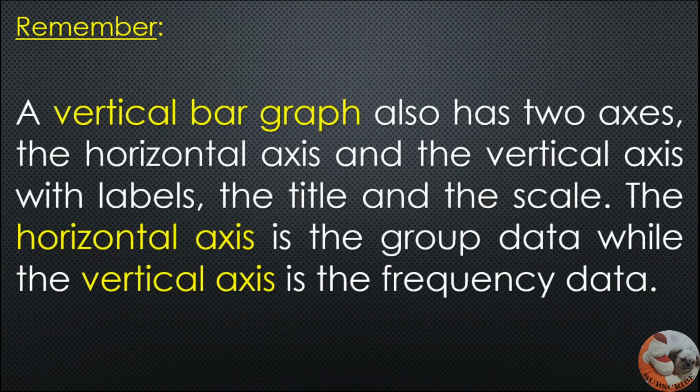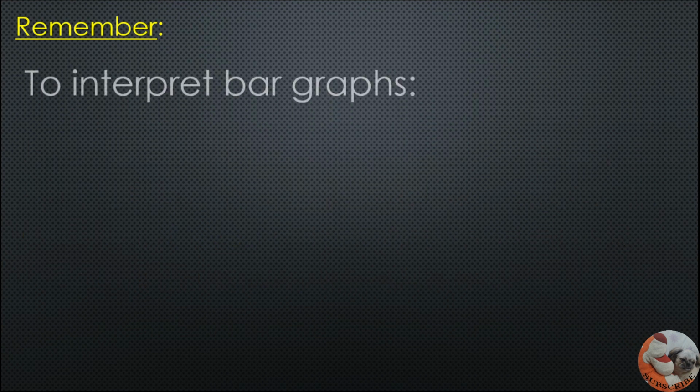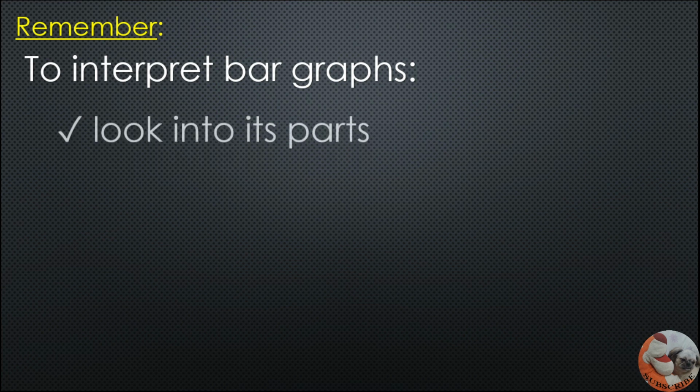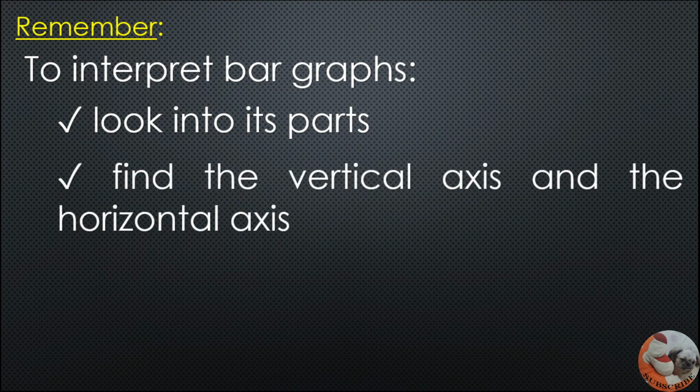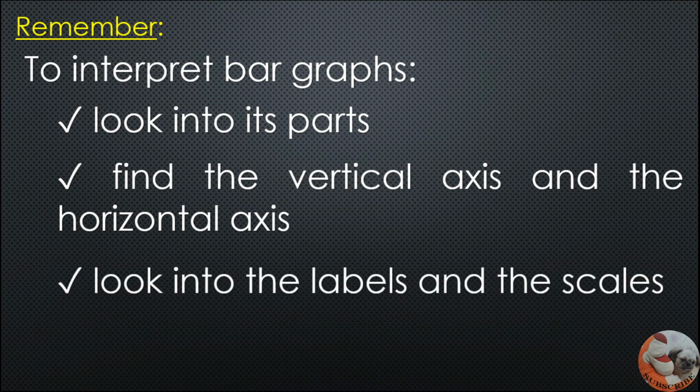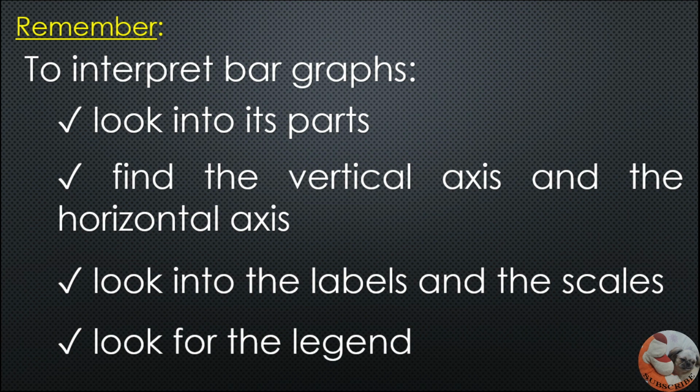A vertical bar graph also has 2 axes, the horizontal axis and the vertical axis, with labels, the title, and the scale. The horizontal axis is the group data, while the vertical axis is the frequency data. To interpret bar graphs, look into its parts. Find the vertical axis and the horizontal axis. Look into the labels and the scales. And look for the legend.